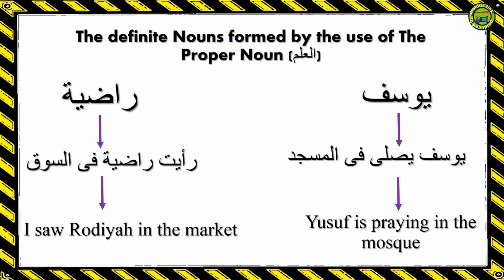Here we have another example. The definite noun formed by the use of proper noun, al-alam. Yusufu. Yusufu yusalli fil masjidi. Yusuf is praying in the mosque. Radiyatu. Ra'aytu radiyata fi suqi. I saw Radia in the market. The reason why the nouns are definite is because of the addition of Yusufu and Radiyatu, which are proper nouns.